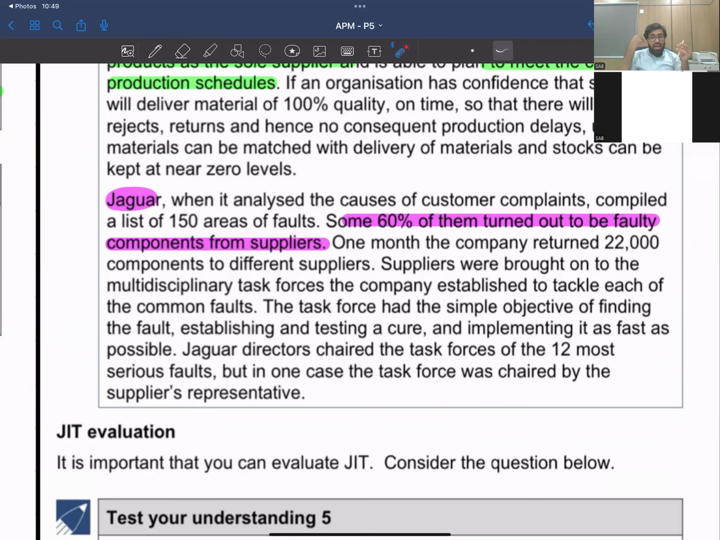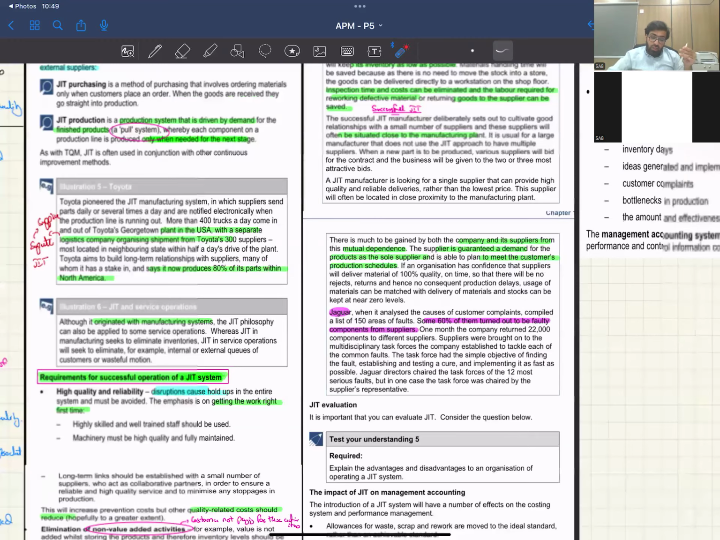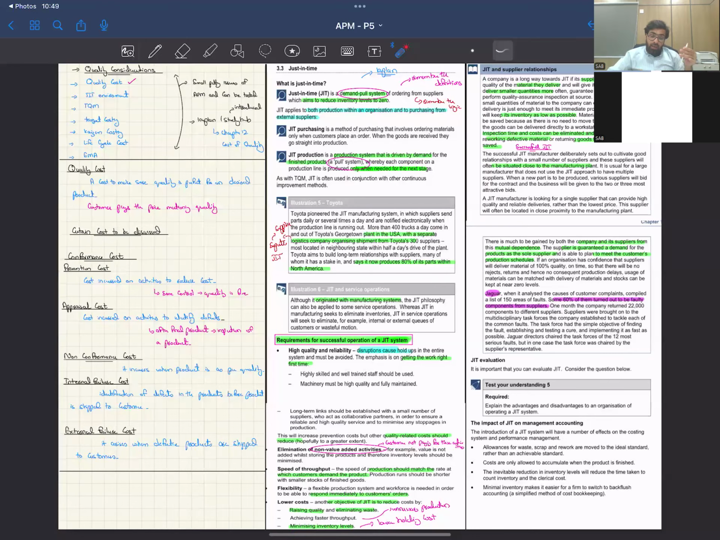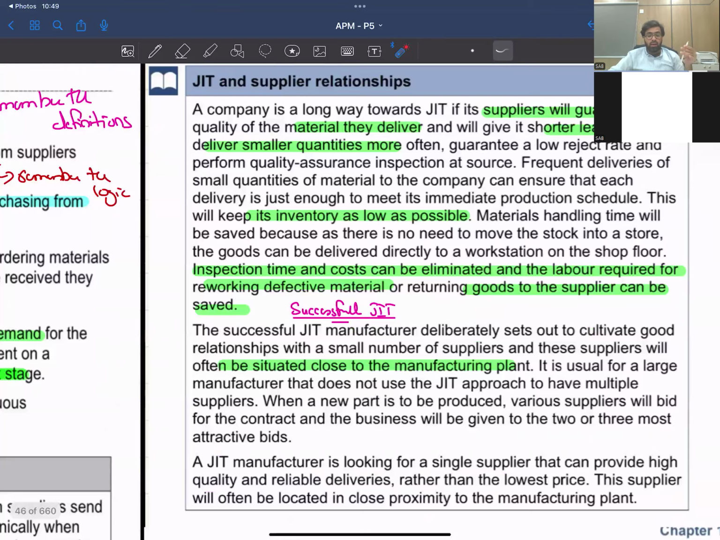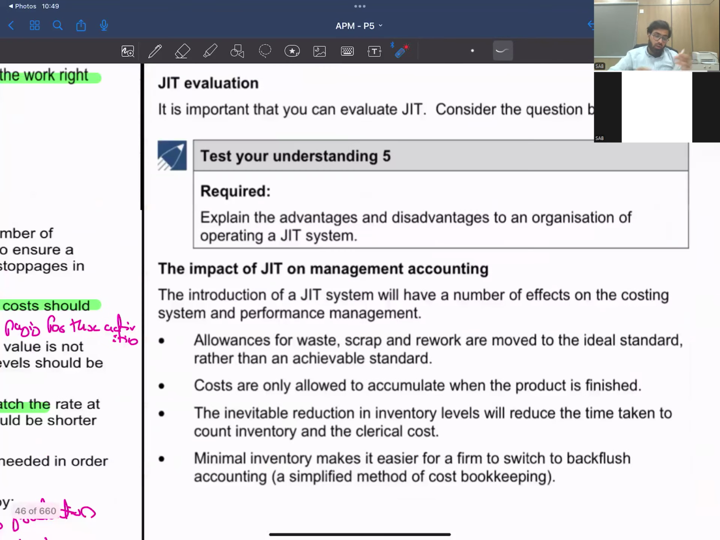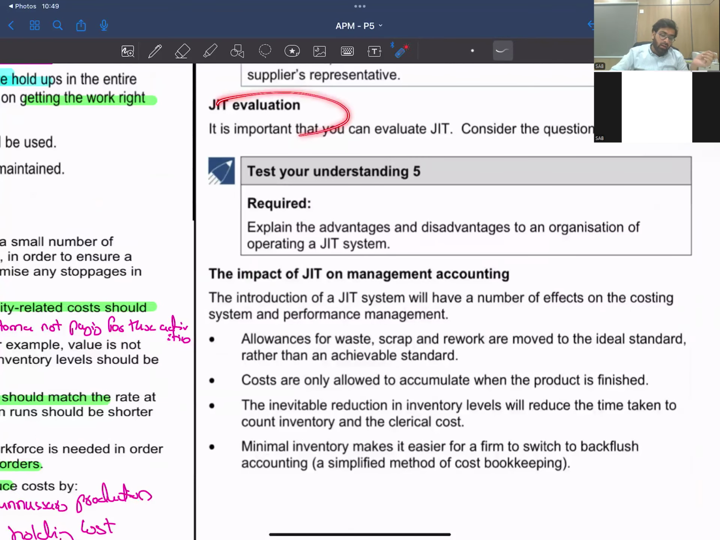They made the task force, they highlighted the issues, they changed the suppliers, they negotiated with the suppliers, and closed this. So this is how JIT and supplier relationships are effective, are correlated, and are mutually beneficial, right?